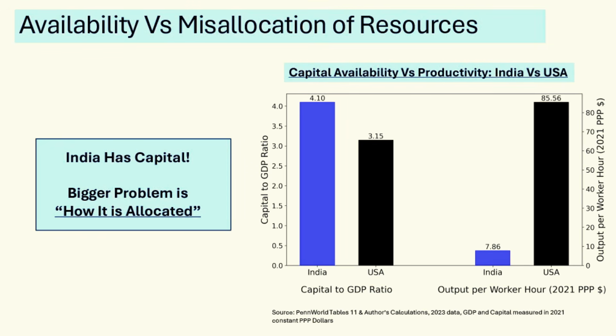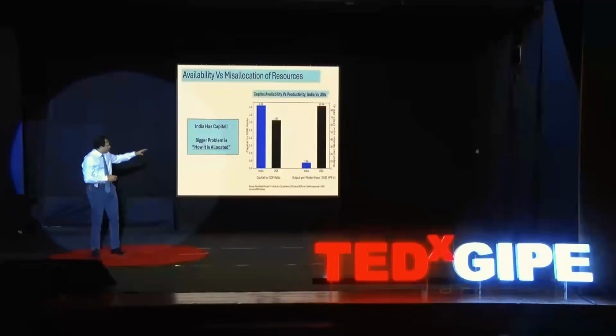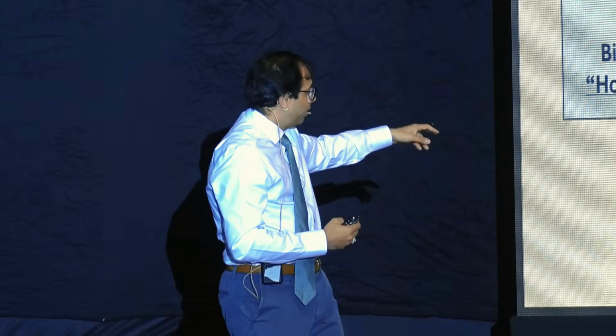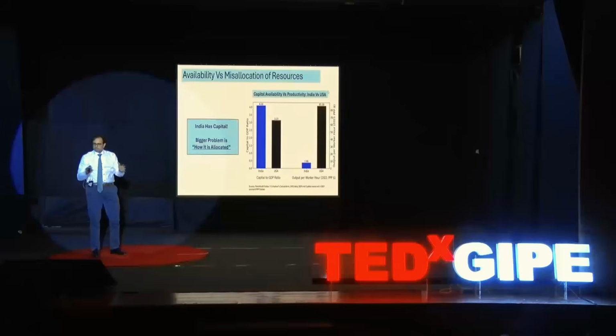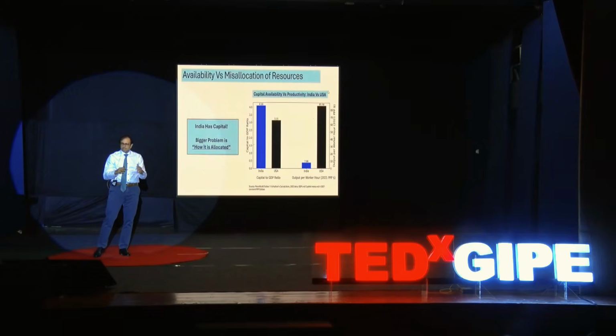The problem, therefore, is not about availability of capital, and this comes as a surprise to many of us. When I saw this data first time, when I was a PhD student, I was surprised myself. Look at this comparison between India and USA. Already we are comparing one emerging market economy and one developed economy. How much capital do we have? The problem is not that we have less capital. Relative to the size of our economy, GDP, we have 4x capital. The US has 3x capital. In terms of capital, we have no scarcity.